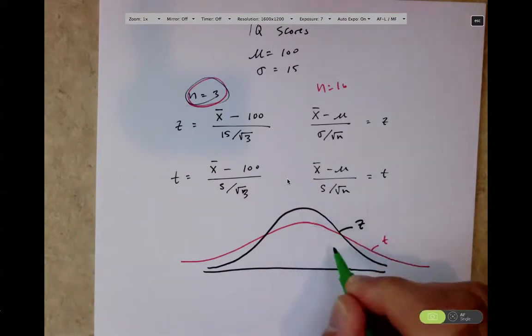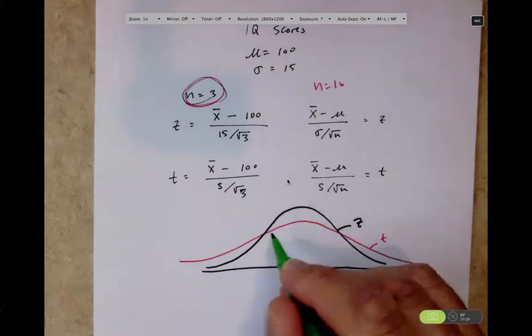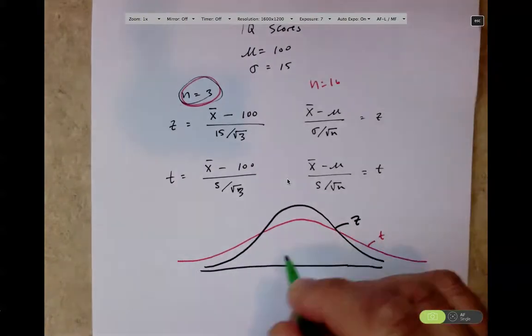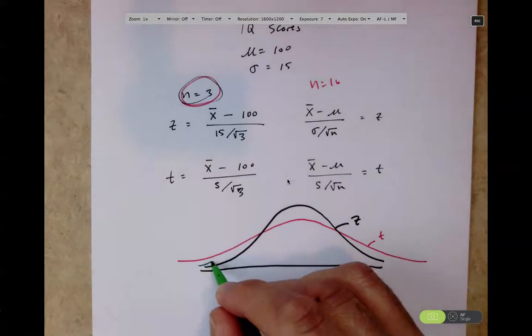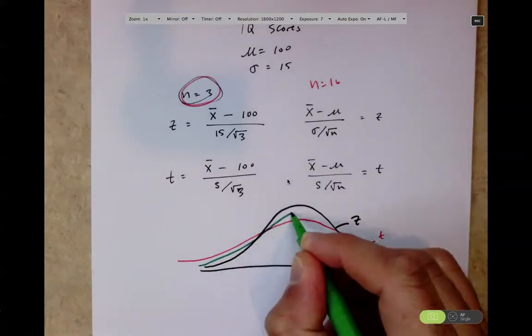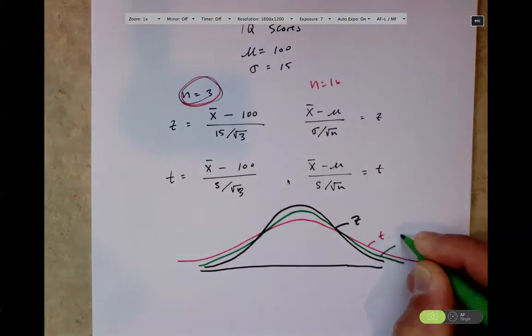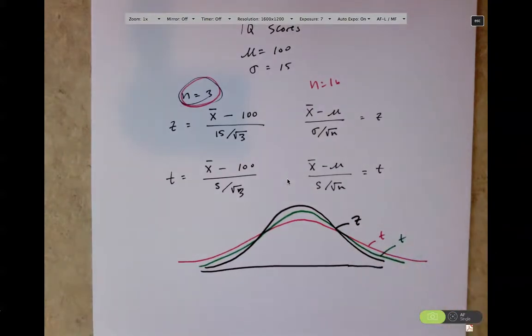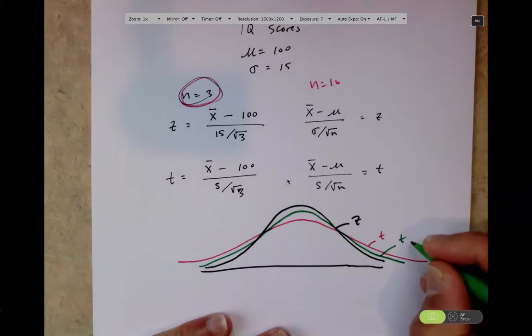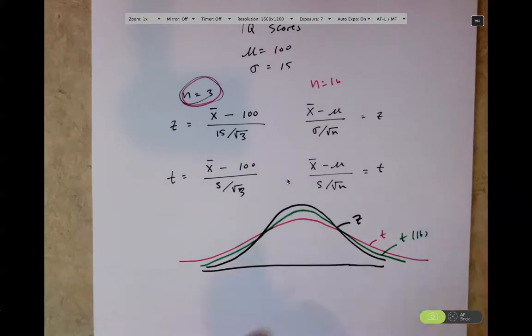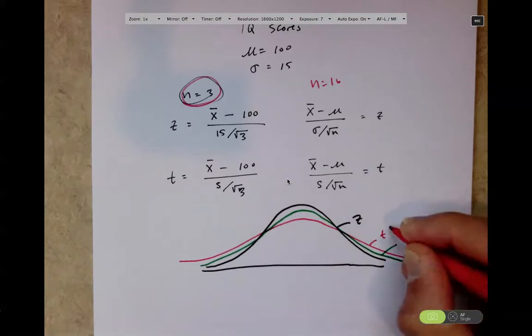Okay, it's still going to be more variable than the z distribution, but less variable than this red t, and so we're going to end up with a graph that maybe looks something like this. Okay, and this is still a t distribution, but this is based upon a sample of 16 instead of a sample of 3. So let me just put 16 here, and we'll put sample size 3 here.